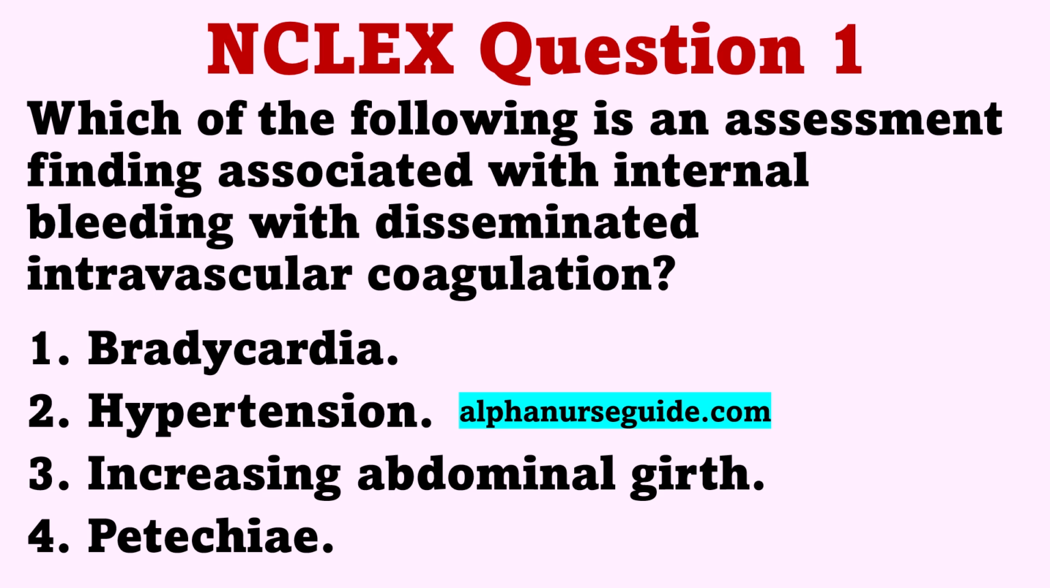The correct answer is 3. As blood collects in the peritoneal cavity, it causes dilation and distension, which is reflected in increased abdominal girth. The client will be tachycardic and hypotensive. Petechiae reflect bleeding in the skin.